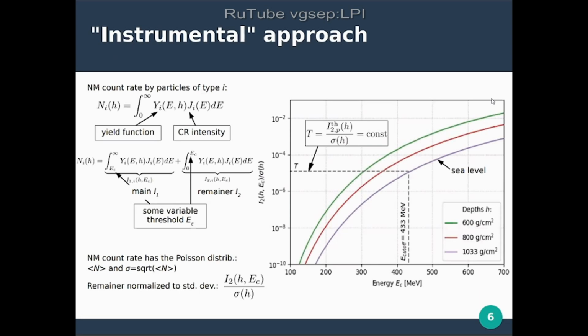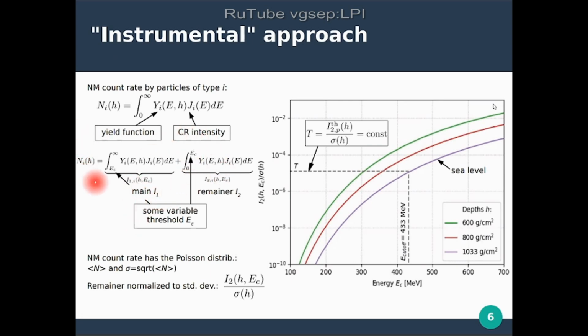The second, instrumental approach is a bit more tricky. We can theoretically calculate the neutron monitor count rate with this integral, where this is the yield function and this is the intensity of cosmic rays, basically the differential spectrum. And we can split this integral with the integration limit, E_c, a parameter which splits the integral into the main part, where most of the counts of the neutron monitor are, and also the low-energy remainder.